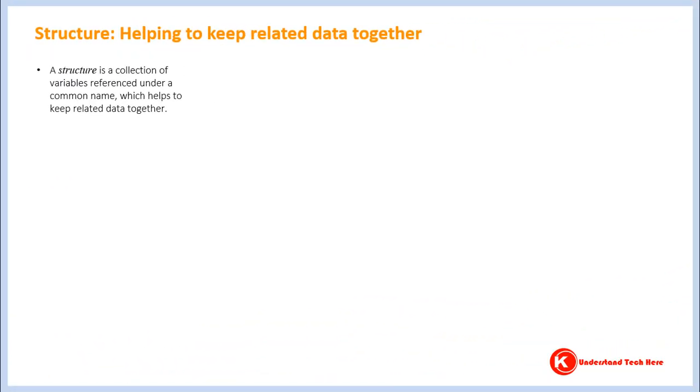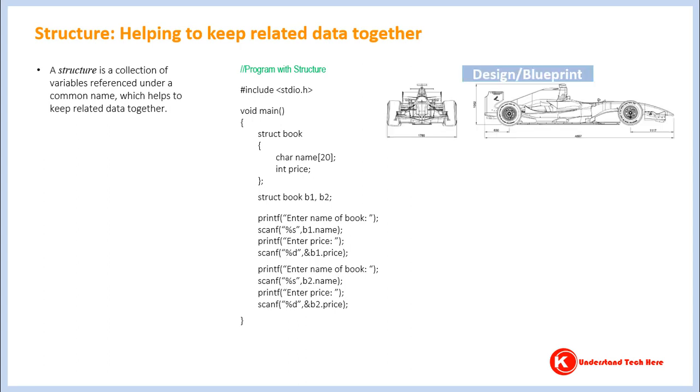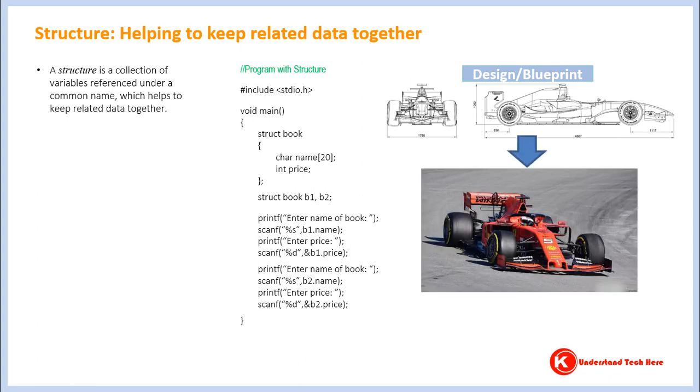Here the earlier program has been modified to use structure. Now let's analyze the program. Before we go through the program, let me give you a practical example. Let's say this is a design or blueprint of a racing car. It defines the structure or construction of a racing car to be made. This is an actual racing car made by following the design or blueprint.